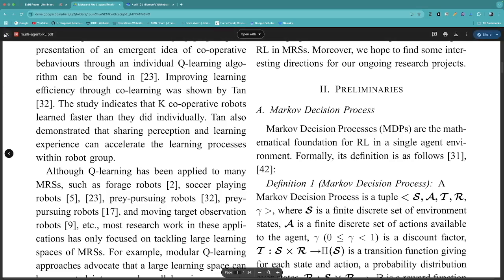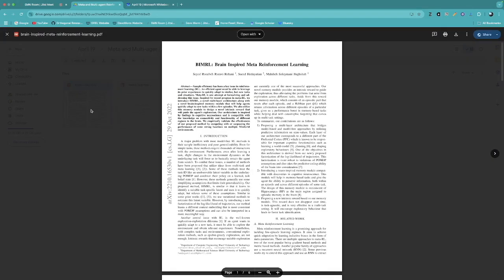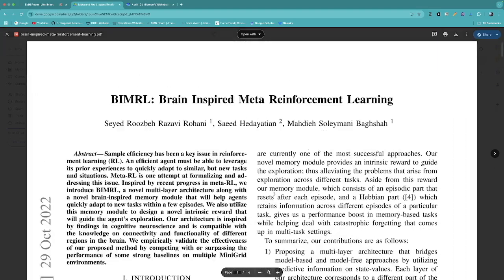Okay, that's the first paper, and then the second paper is this BIMRL, which is this paper, Brain-Inspired Meta Reinforcement Learning. And so this talks about their approach here. So sample efficiency has been a key issue in reinforcement learning. So we talked about sampling as part of the Bayesian approach. We also use sampling in meta learning, but sample efficiency, of course, is important in getting a proper account of the world, both in terms of the priors and of the observations.